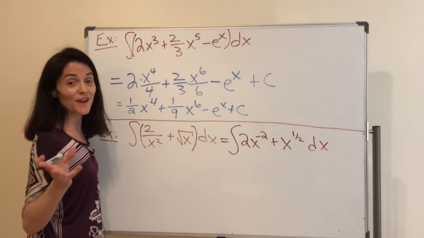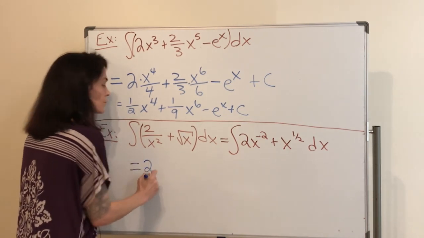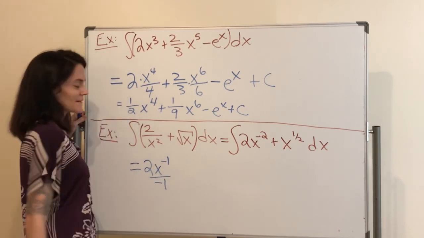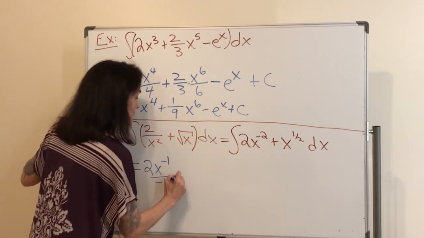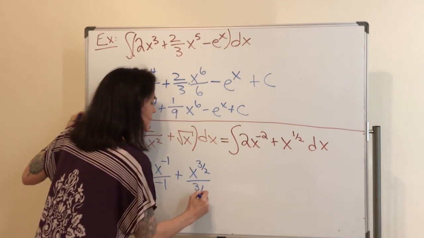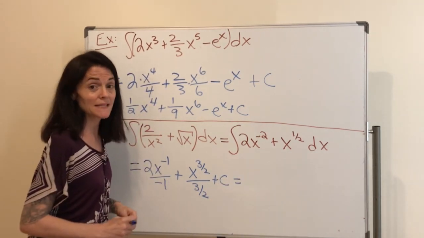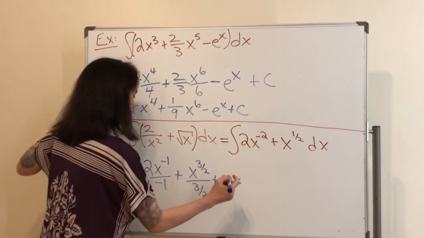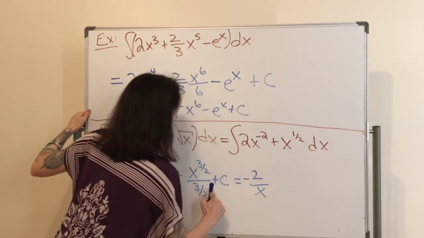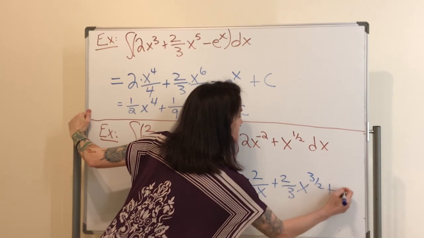Okay, so now I integrate term by term. We get 2, and then add a power, divide by the higher power. Okay, power rule. And then we add a power, divide by the higher power, plus c. I don't really like to leave fractions in my denominator, so let me clean this up a little. This is minus 2 over x. This is plus 2/3, x to the 3/2, and then plus c.